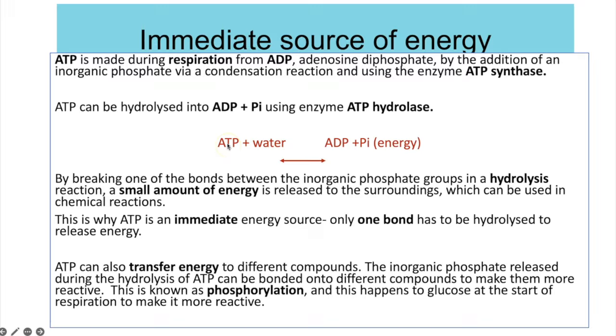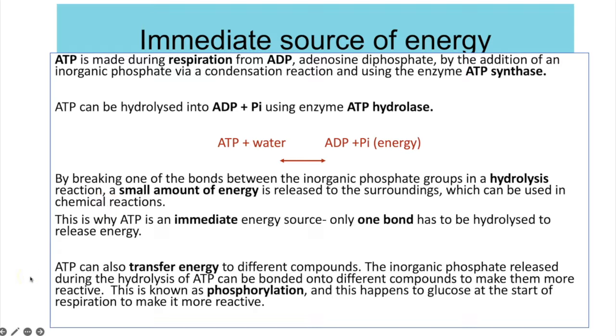ATP can be hydrolyzed back into ADP plus Pi. It's a hydrolysis reaction, so water is added, and with the help of the enzyme ATP hydrolase catalyzing this reaction, it will split or hydrolyze ATP into ADP plus Pi, and that's when energy is released, when the bond between those inorganic phosphates is broken. So this is done immediately. You don't actually store ATP. So that's why ATP is known as an immediate energy source. You also get this energy very rapidly because you only have to hydrolyze or break one bond to release that energy.